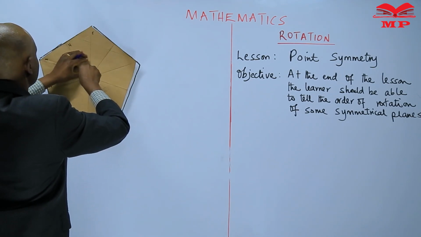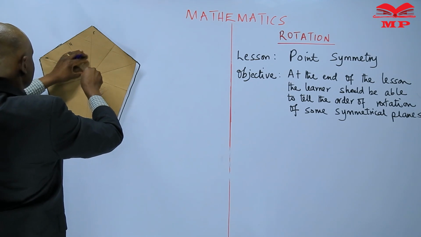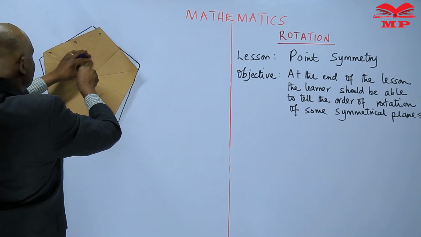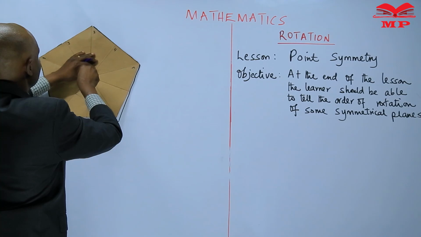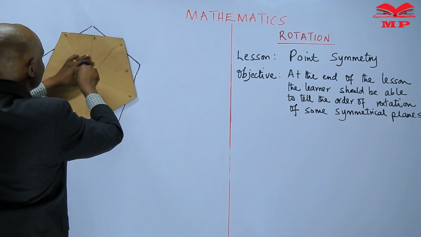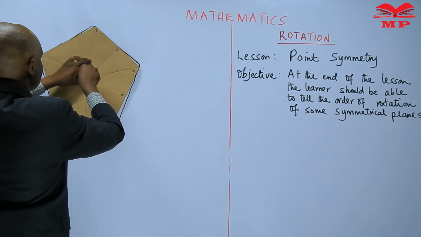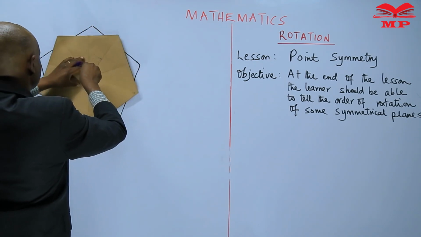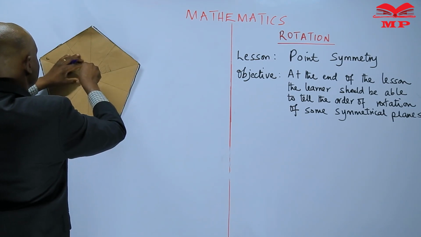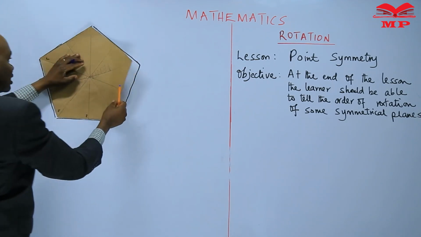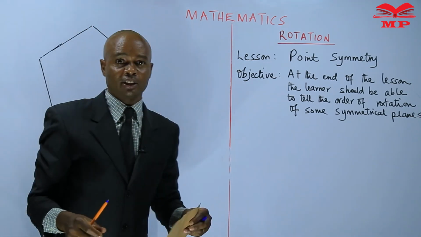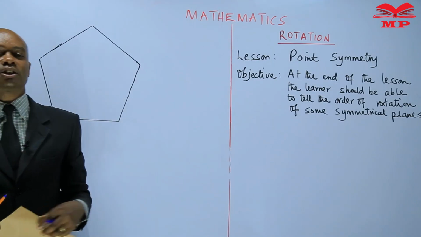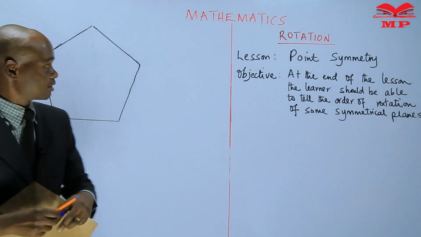After 72 degrees, it fits there. After another 72 degrees, it fits there. After another one, it fits there. After another one, it fits there. And it's actually 5 times. It can fit onto itself 5 times.